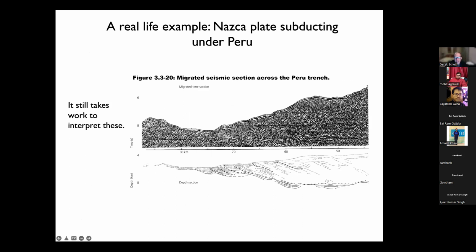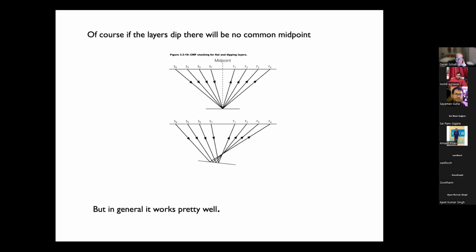So here's a real life example. Here's a migrated seismic section across the Peru Trench. And you can see structure in here. It still takes work to interpret these. And personally, I'm not an expert in this. I don't do active source seismology, but this is a geologic cross section that one might develop from this seismic section. Of course, if the layers dip, there will not be a common midpoint, but generally it works pretty well.